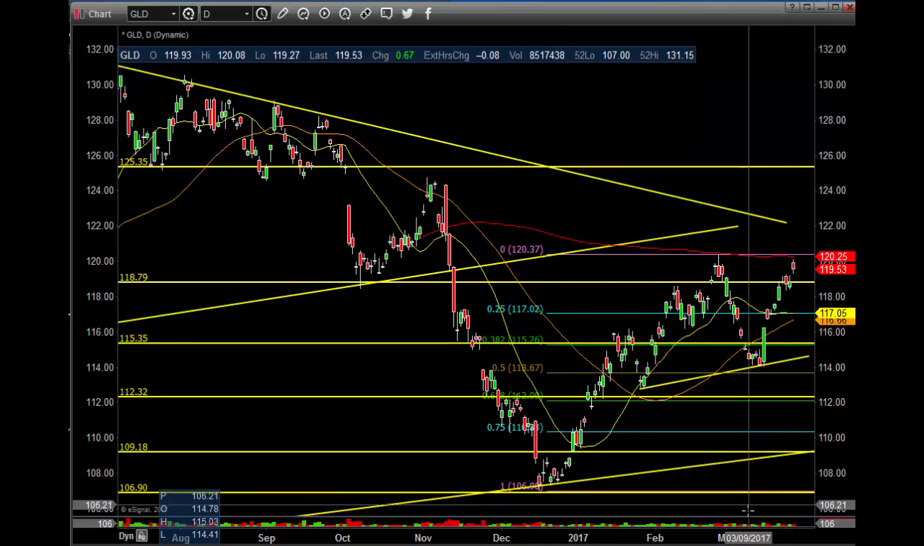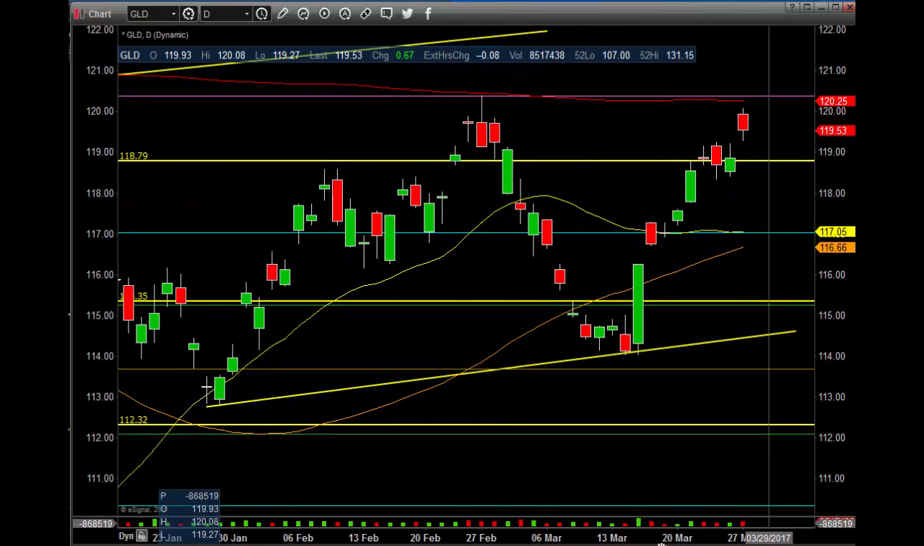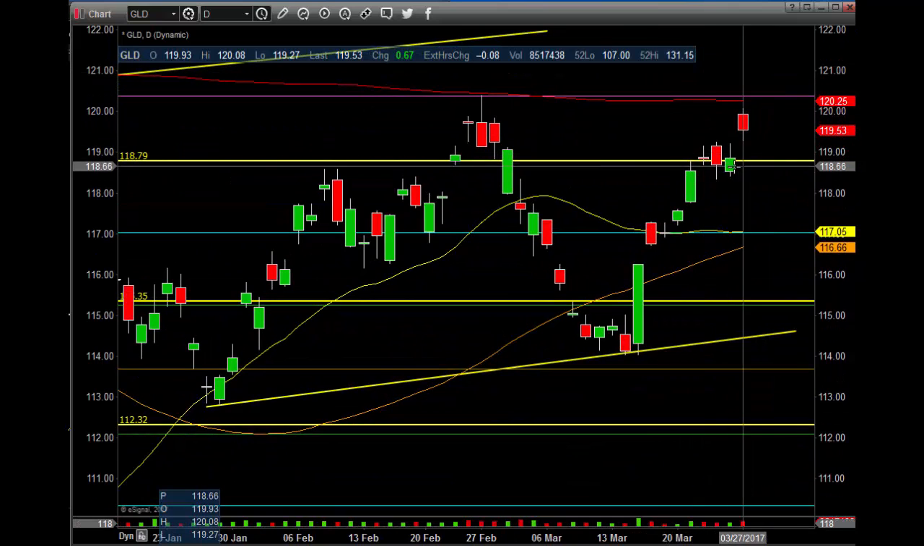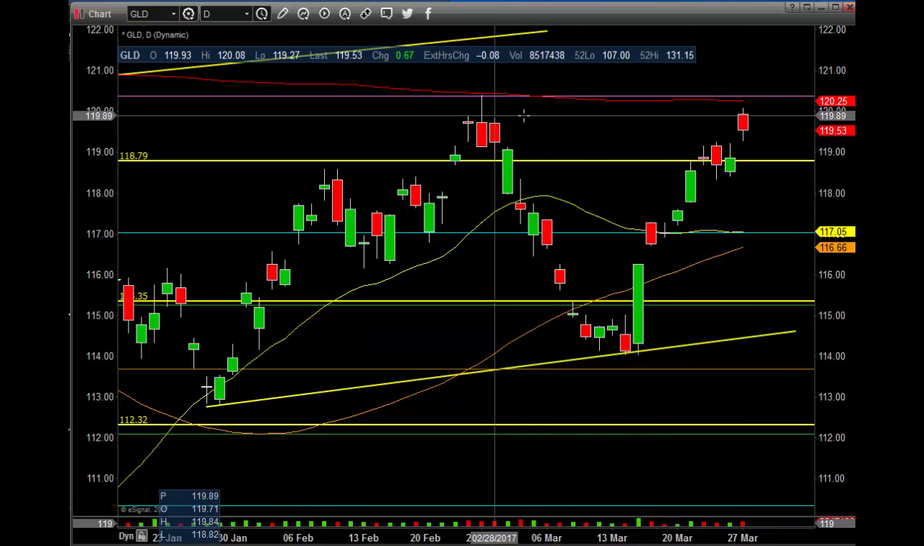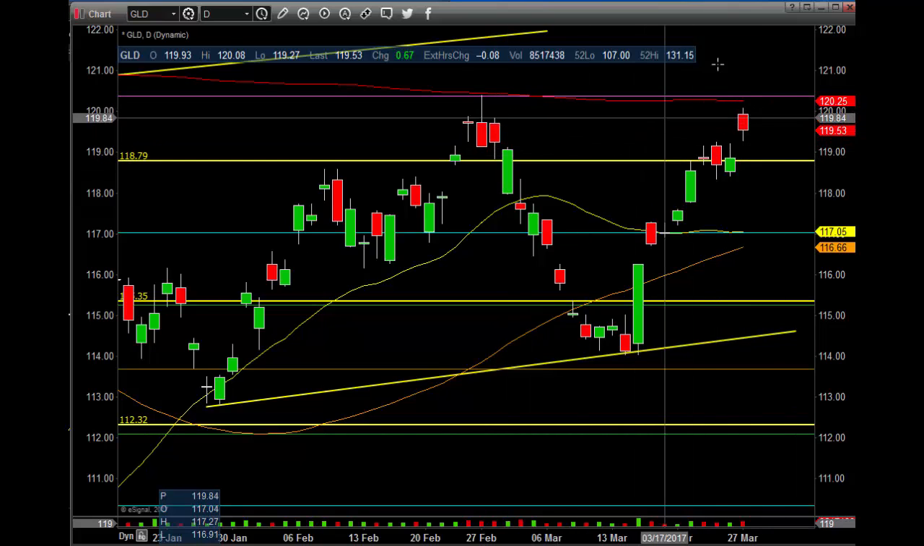This was starting to set up for higher prices. We got the pop on the drop on the markets today. Everyone piled into gold, and then they pulled it back a little bit. Again, big resistance on the daily and the weekly, so be careful with those.